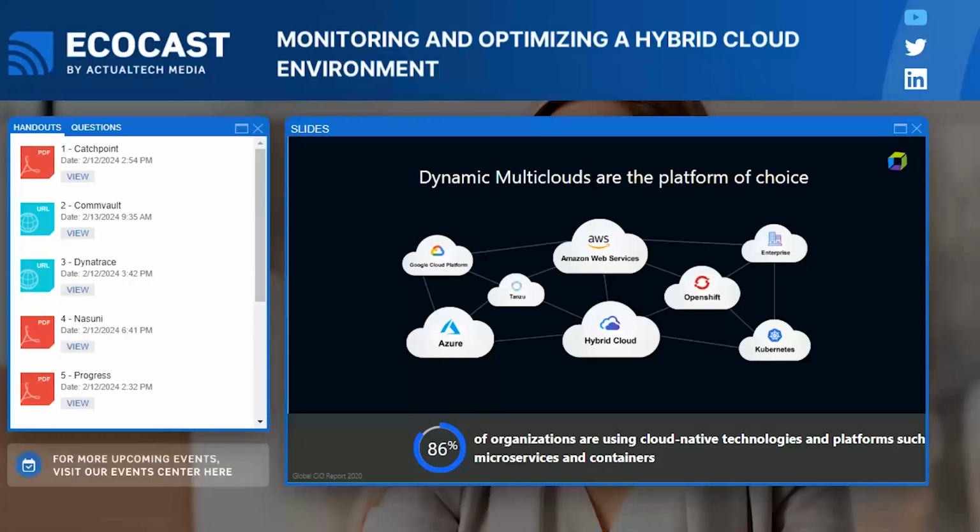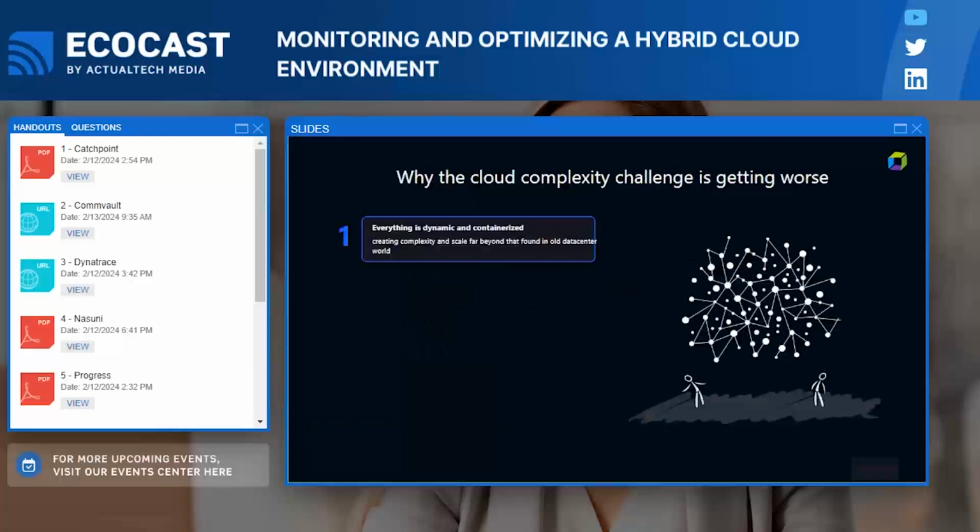So what does that kind of mean? What does that do in terms of setting the stage for how we can better organize our environments? Well, we have to think about the complexities that this causes, right? So number one, everything is really dynamic and containerized, creating complexity and scale that's far beyond what we are used to in an old school, purely on-prem, or even in a managed data center world.